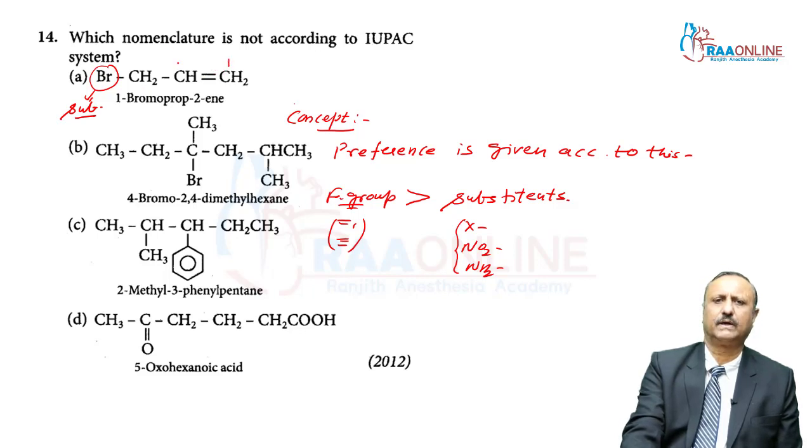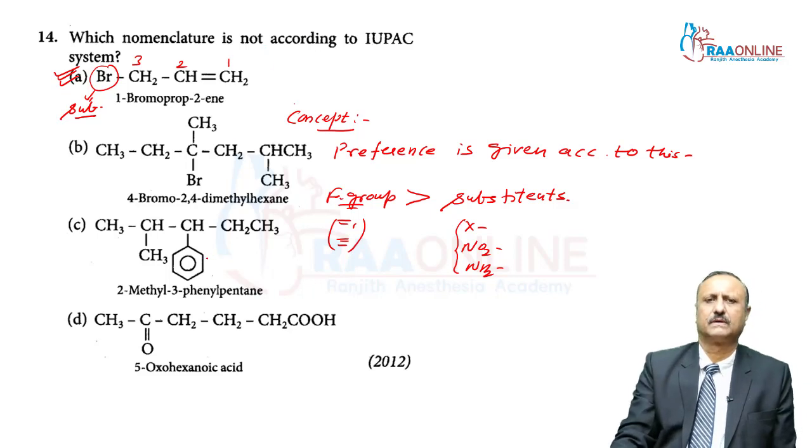So here write 1, 2, 3. This is the correct IUPAC naming, 3-bromoprop-1-ene. But here you can see 1-bromoprop-2-ene is given. So the answer is A. This answer is not according to the IUPAC system. So, my dear students, you can see this question was asked in 2012. So you cannot go to the B, C and D options because you can get the answer A.